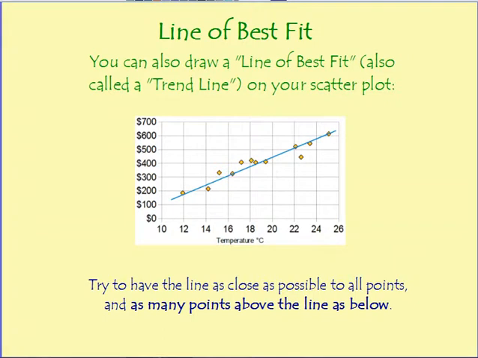Now I'm going to take that same chart and draw in what's called a line of best fit. This is a line that follows the trend of my data. It goes right through the middle of all my points. There should be, ideally, just as many points above this line as there are below.